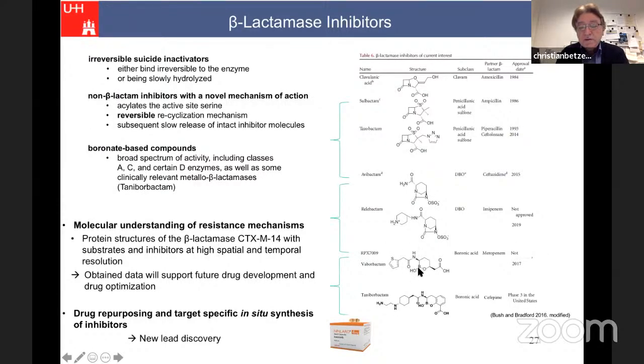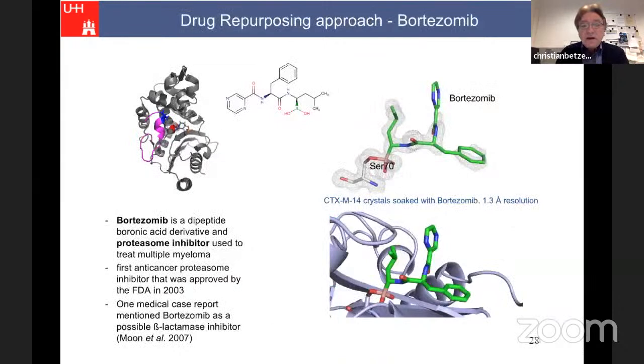I focus here, they have a boron atom on this side. And boronic acid is known many times in chemistry to inhibit serine proteases. And we followed this up. We were screening one repurposing compound library. We found bortezomib, which is an anti-cancer drug, and we solved the structure in complex. Here you see the electron density. And bortezomib has several substantial side effects.